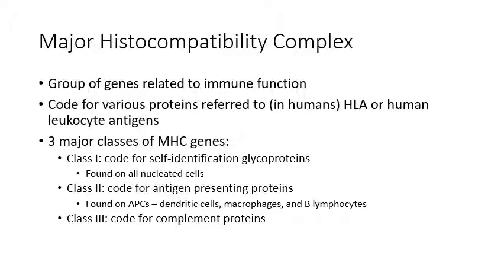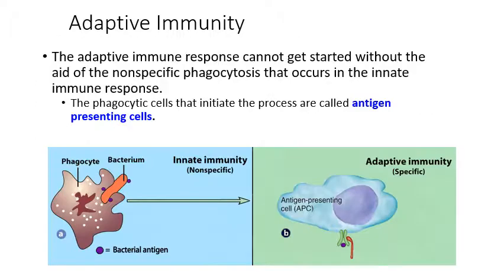And then MHC class III genes code for complement proteins. And remember, the complement proteins are those defense proteins that are just floating around in your bloodstream, waiting to be told to attack a pathogen. All right, so let's take a look at how your innate immune response interacts with your adaptive immune response. Both of these responses work together. You actually need your innate immune system to help get your adaptive immune system going. And it works through those MHC class II proteins.